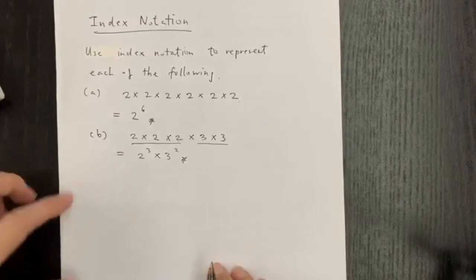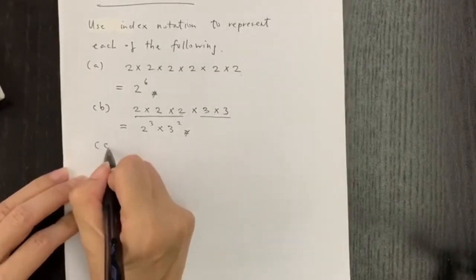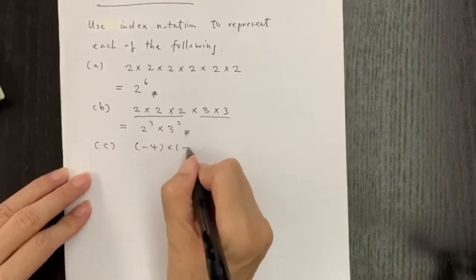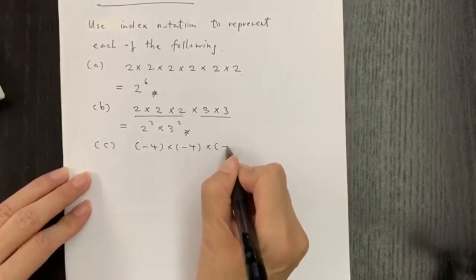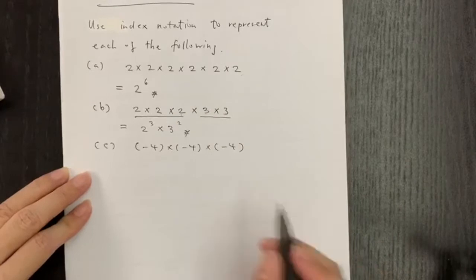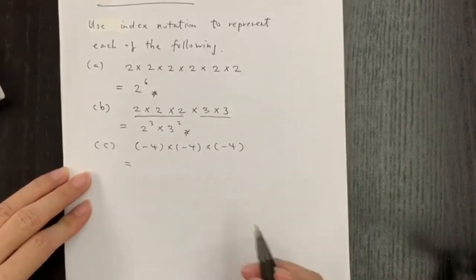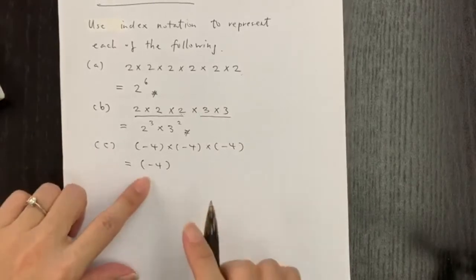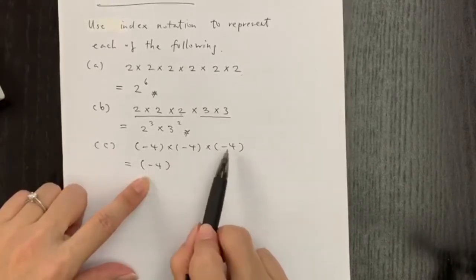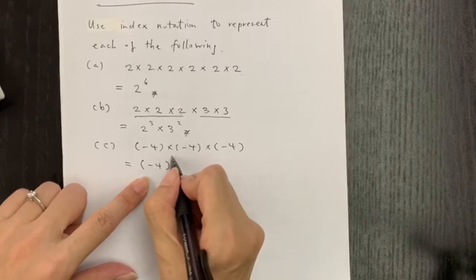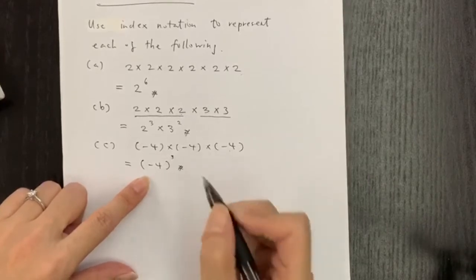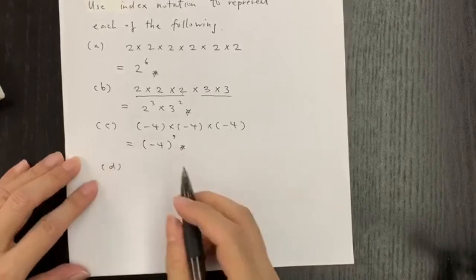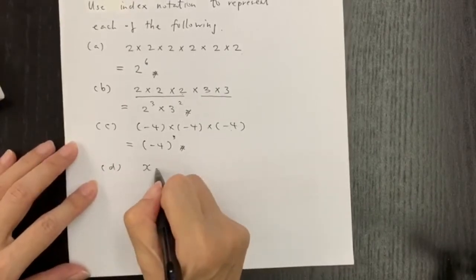Okay, all right, so next we have minus 4 times minus 4 times minus 4, like that. So you can see what is the answer. We have minus 4. Using brackets is very important. So we have 1, 2, 3. So that would be minus 4 to the power 3, right? Okay, one more, D.